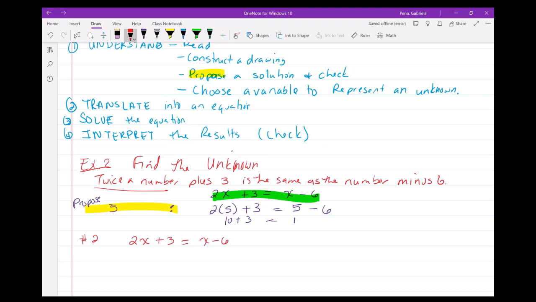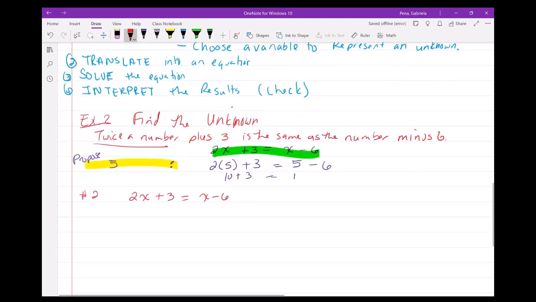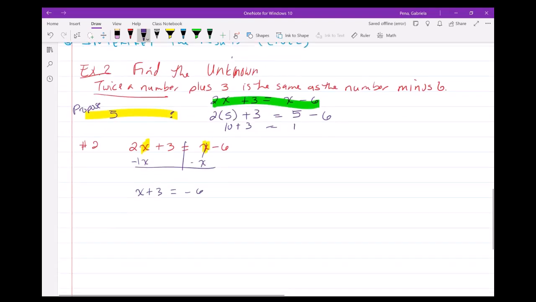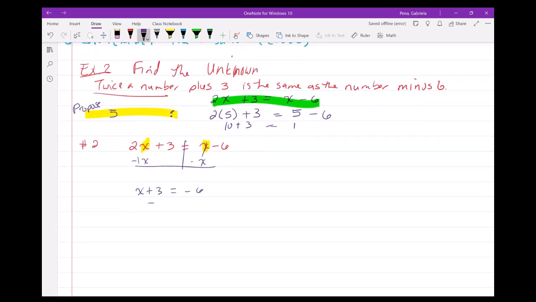So now when I look at this, I could do step number 3, which means solve. We have an x here and an x there. They need to be on the same side, so I'm going to subtract 1x. 2x minus 1x is just x, plus 3 equals negative 6. I have to subtract 3 to leave the x by itself, and I get negative 6 minus 3, which means negative 9.